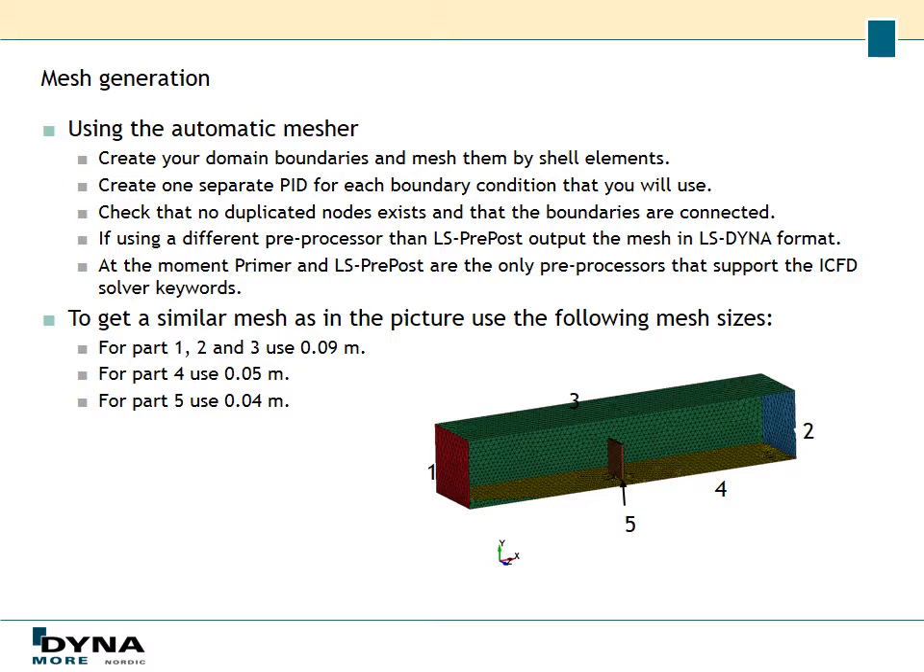To get a similar mesh to the one in the picture, use a mesh size of 0.09 meters for parts 1, 2 and 3, and for part 4 use a mesh size of 0.05 meters, and for the last part, part 5, use a mesh size of 0.04 meters.